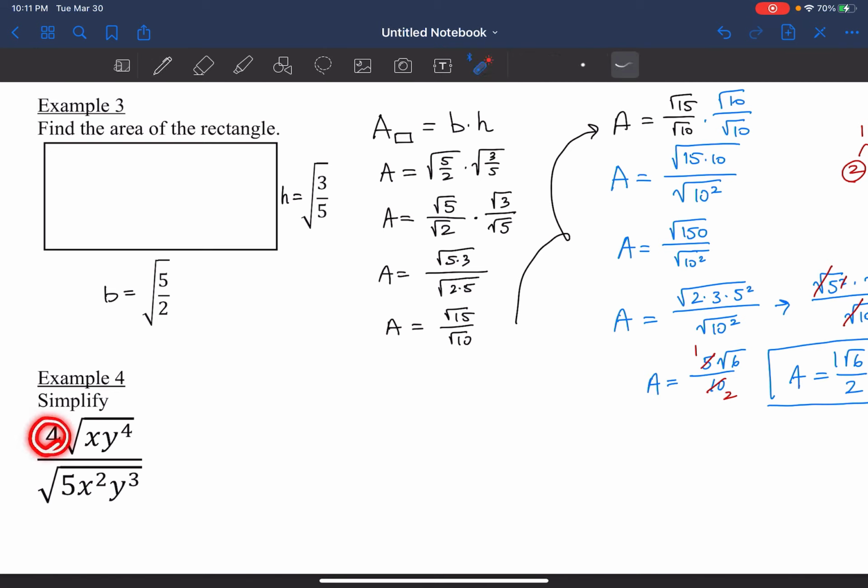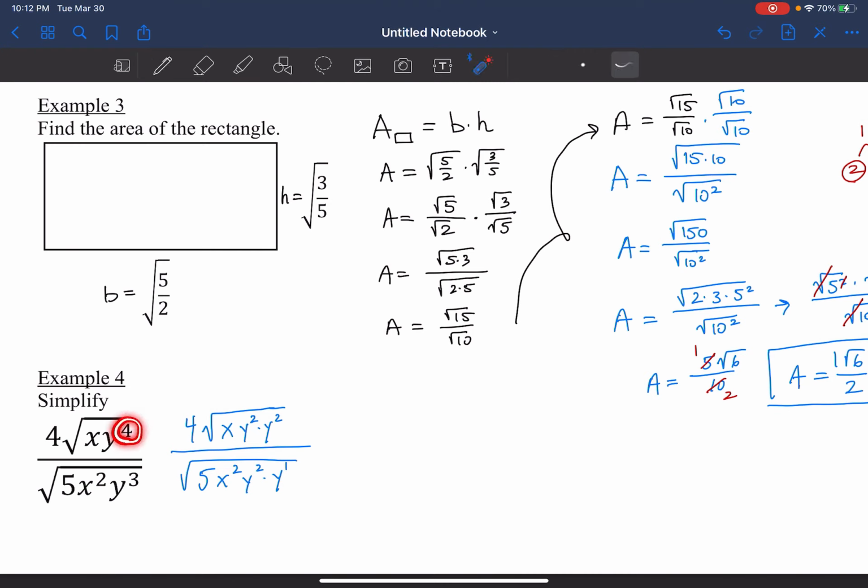This is already outside, so I'm not going to worry about that. 5 is already a prime number. I cannot take the square root of 5. All right, so I'm just going to be concentrating creating groups of 2. So I am going to have 4 times x times y squared over the square root of 5x squared y squared times y, or y to the first.